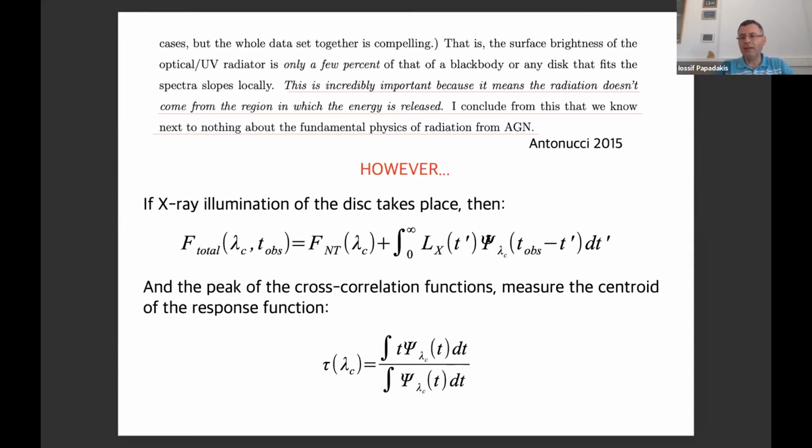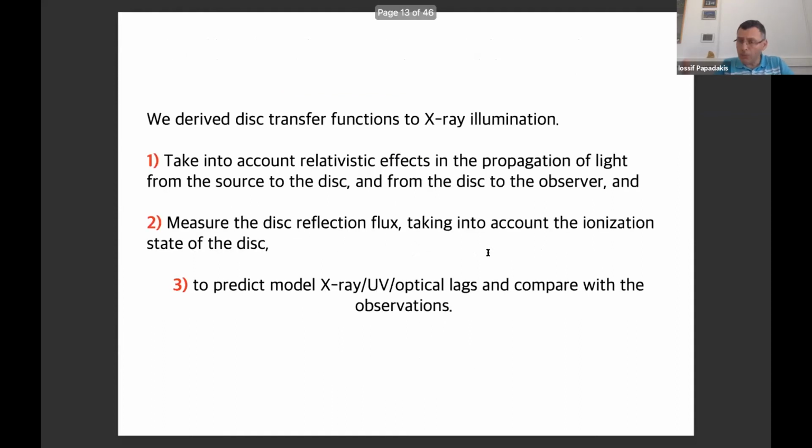This is the response function of the accretion disk, and I'm going to discuss that later on. Basically, your cross-correlation function measures the centroid of this function. You have to find this function, and you have to measure the width of this function. Your delay is actually proportional to the width of that function. This is the centroid of this particular function. It depends on the width of that function. So that's what we try to do.